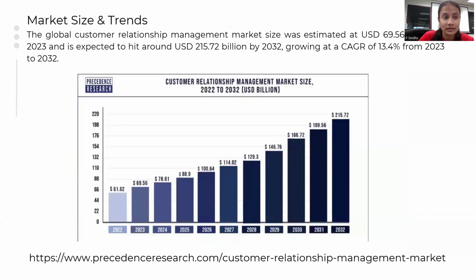Now let's discuss the market size and trends. Currently, the market value in 2024 is at $78.61 billion, and it is expected to be at $215.72 billion by 2032. This is a significant increase in the graph throughout these years.